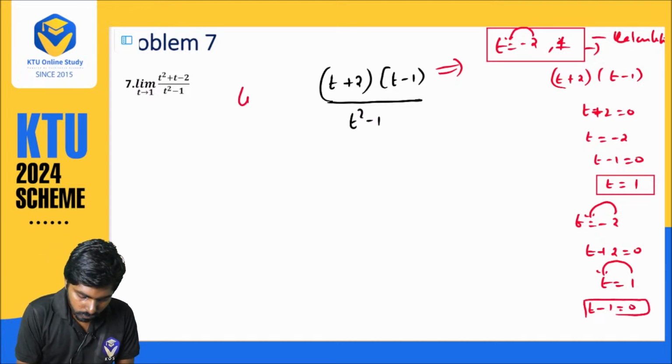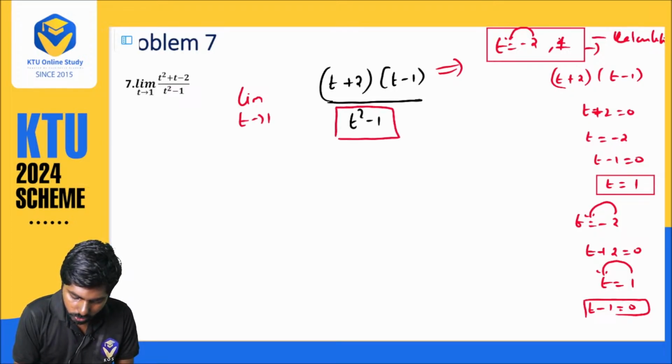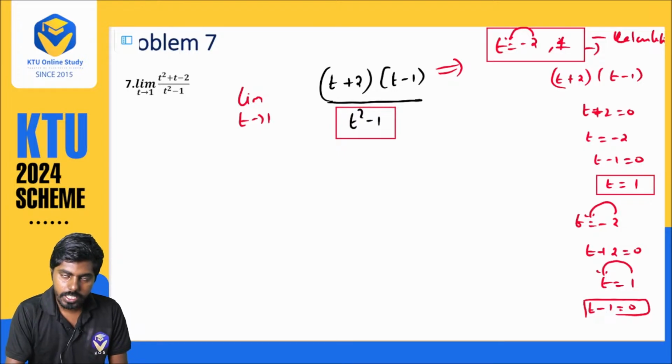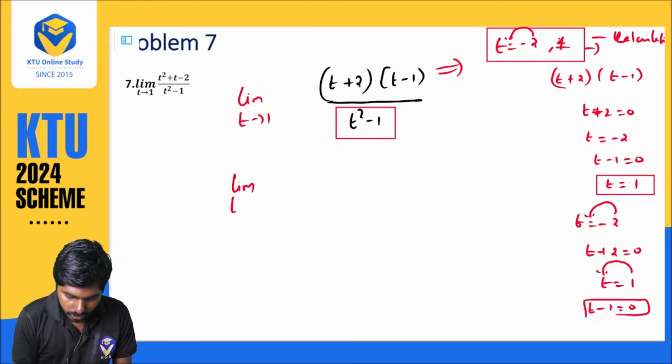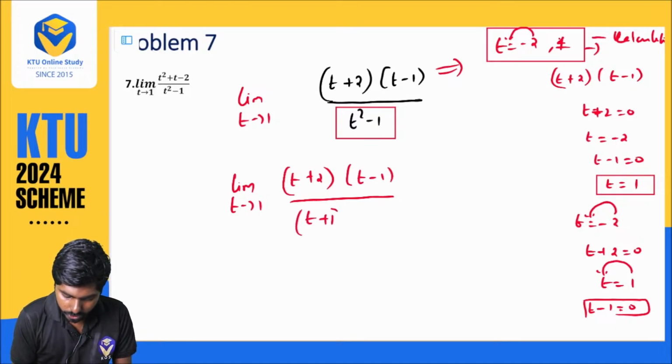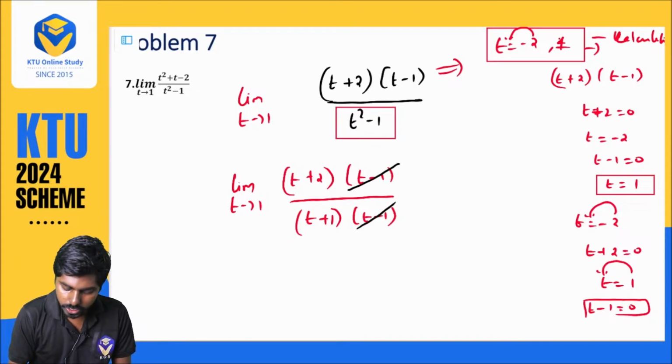Now limit t approaches 1, and when you look at the down value, we can get the idea that it is nothing but a square minus b square. So we'll be getting limit t approaches 1 of (t plus 2) into (t minus 1) divided by (t plus 1) into (t minus 1). So we can cancel t minus 1 and t minus 1.